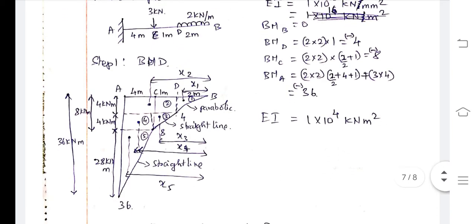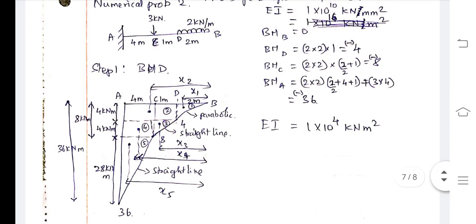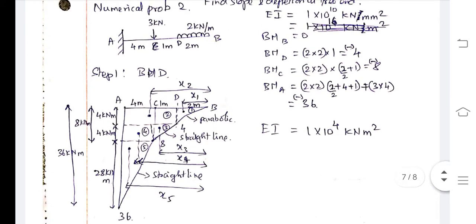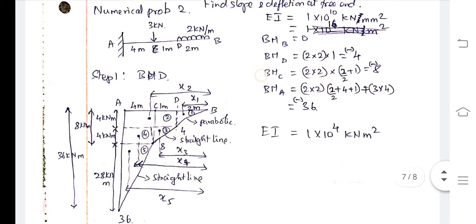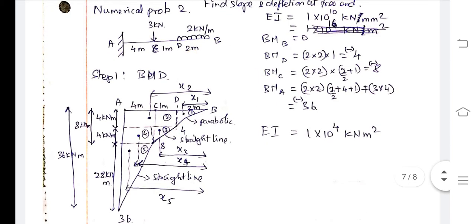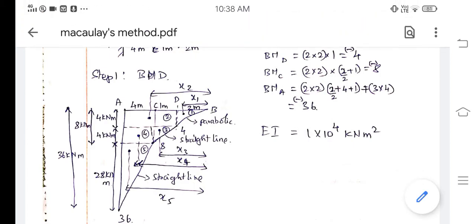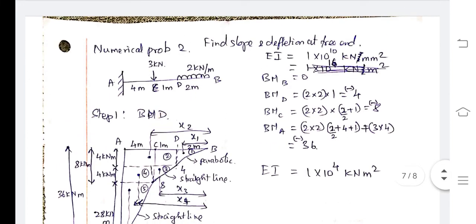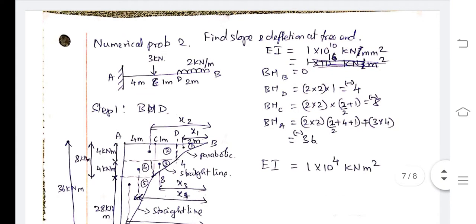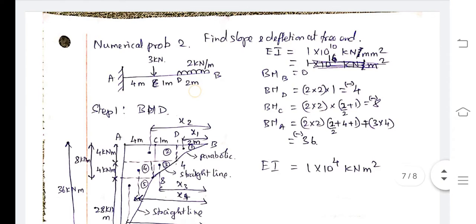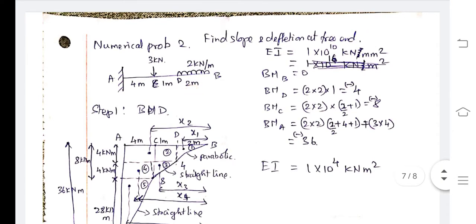So first step, we have to find the bending moment diagram for this. So the bending moment at B is 0, and then the bending moment at D, it is UDL, so 2 into 2 into half the distance 1, so it is minus 4. Then at C point, you can see that it is 2 into 2 into the perpendicular distance from this midpoint to C point.